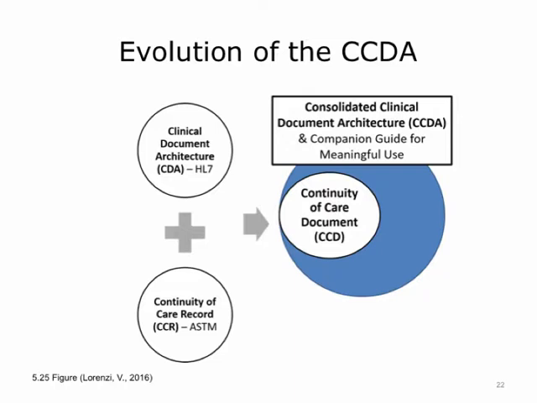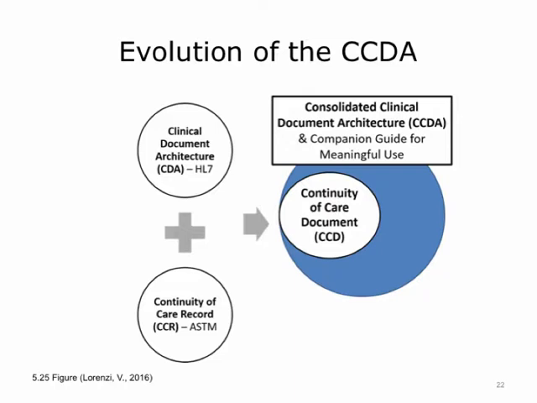However, ASTM created another standard called the Continuity of Care Record, or CCR, which was not based on CDA. It gained some popularity with small providers. HL7 and ASTM worked together to create a merger of the CDA and CCR concepts. They created an implementation guide for CDA that had all the requirements of the CCR. This implementation guide was called the Continuity of Care Document, or CCD.